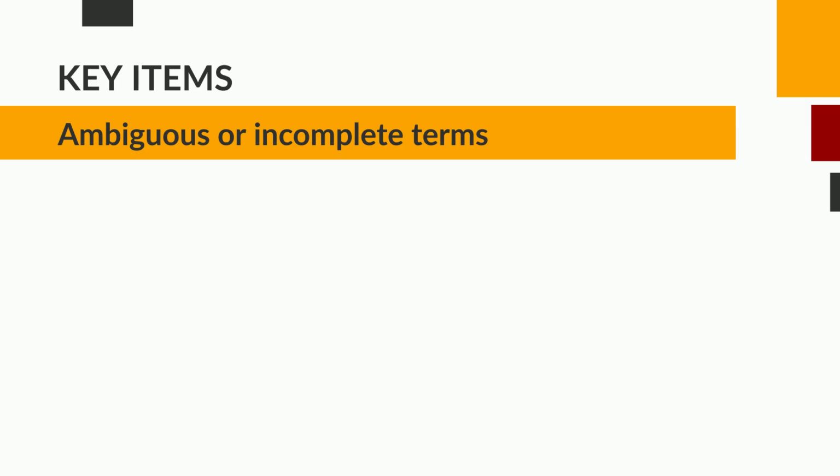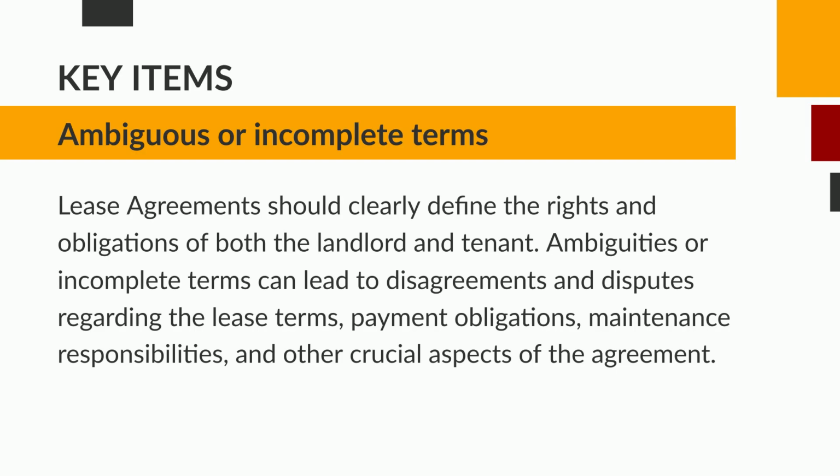Ambiguous or incomplete terms. Lease agreements should clearly define the rights and obligations of both the landlord and tenant. Ambiguities or incomplete terms can lead to disagreements and disputes regarding the lease terms, payment obligations, maintenance responsibilities, and other crucial aspects of the agreement.